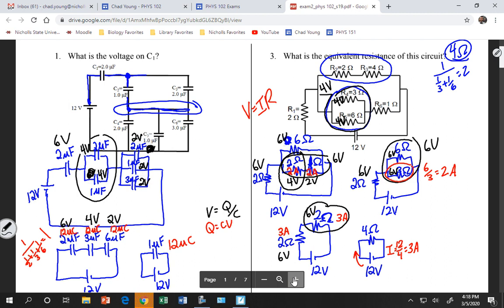Now I know the voltage on every capacitor. I can figure out the charge on every capacitor. It's just Q is equal to C times V. So the charge on this capacitor is 12. The charge on this capacitor is 8, 4, 4, 2, and 6 microcoulombs. So you can find the charge or the voltage on any one of those capacitors. And that's what you'll need to do on the test, is be able to find the voltage or current on a resistor, or find the charge or the voltage on a capacitor.